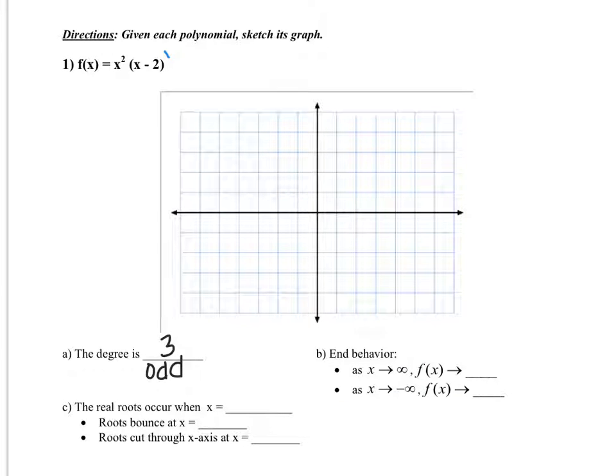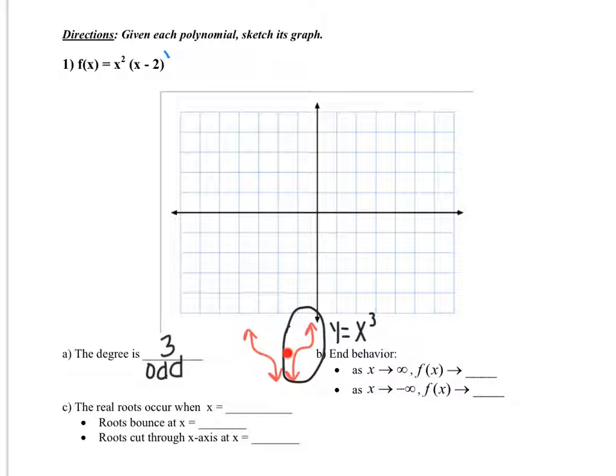And that tells me that the end behavior will either look something like this, or it'll look something like this. Okay? So what is the leading coefficient in front of this x squared? Is it positive or is it negative? Well, it's positive because there's no negative there. So we're going to have end behavior that's like this, because remember, this is y equals positive x to the third. So that's going to model that end behavior.